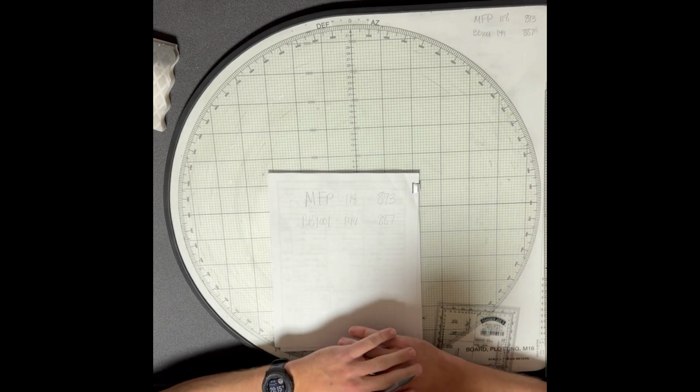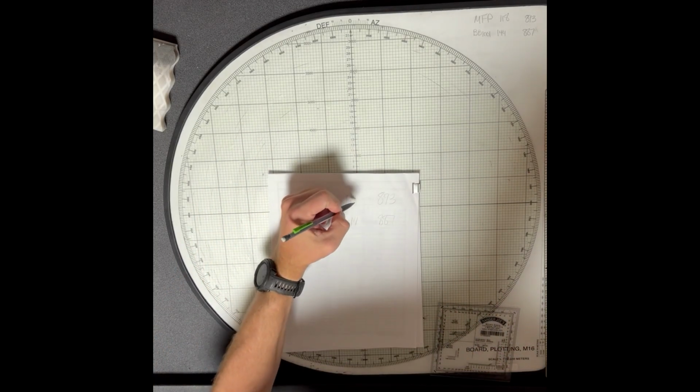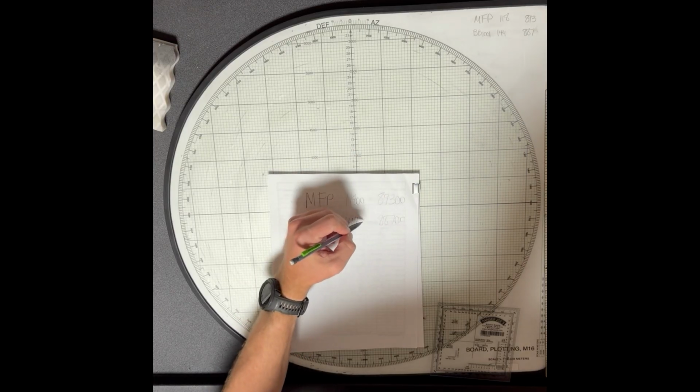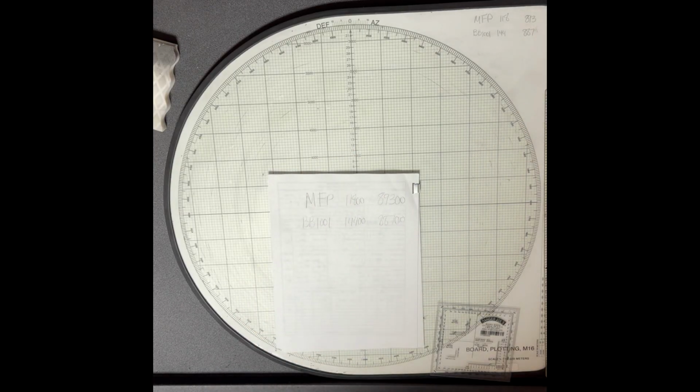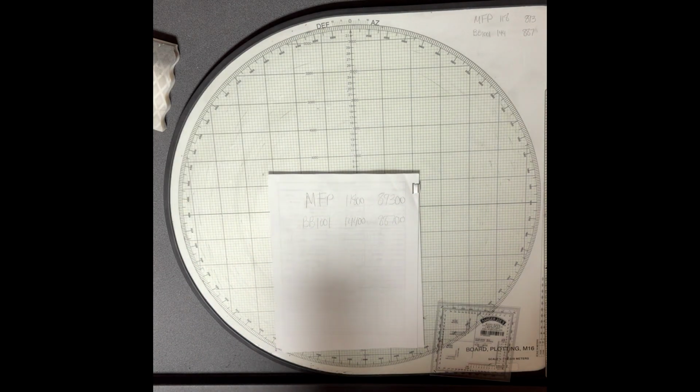144887. All right, so the first step in this process is to go ahead and convert these into 10-digit grids. So I'll go ahead and throw 2 zeros on the end of both the eastings and the northings for the MFP and the target. From there, we have to figure out our differences. So we'll just take the larger one versus the smaller one.